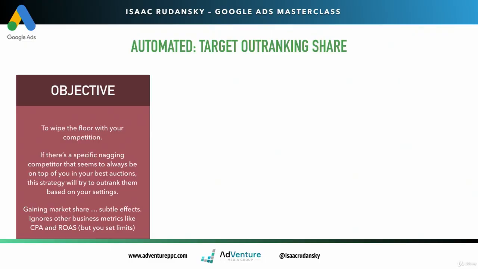If there's a specific nagging competitor that seems to be on top of you in your best auctions, this strategy will try to outrank them based on your settings. One effect could be gaining market share by having higher position in the search engine results page. It ignores other business metrics like CPA and return on ad spend, but you could set limits. I'll show you how to do that in a second.